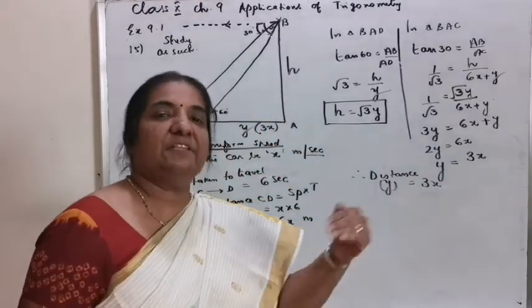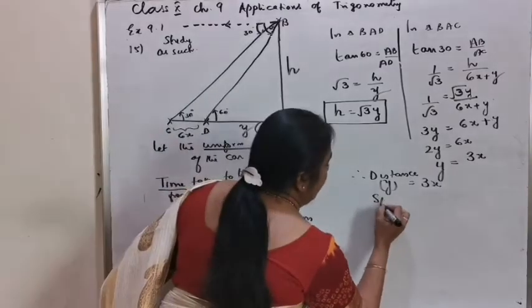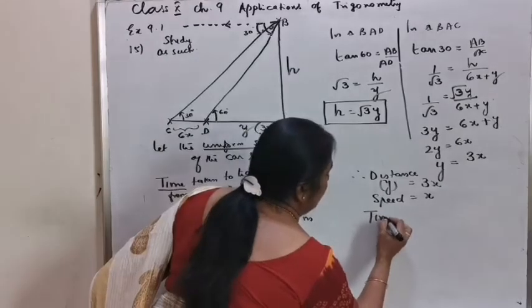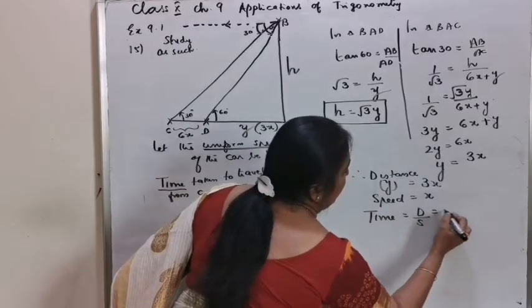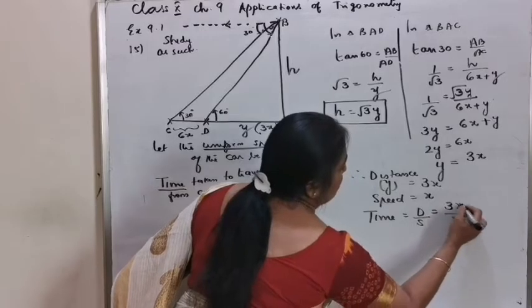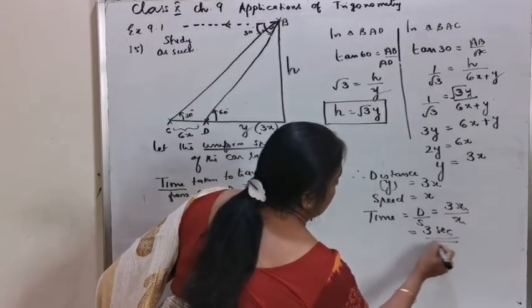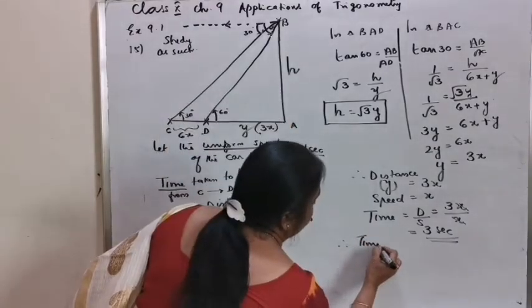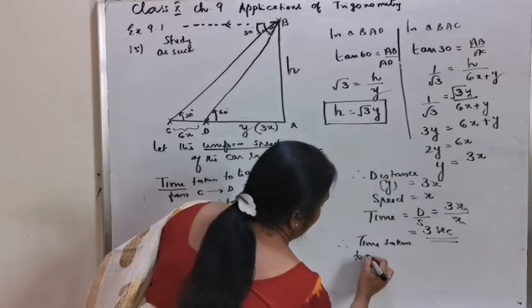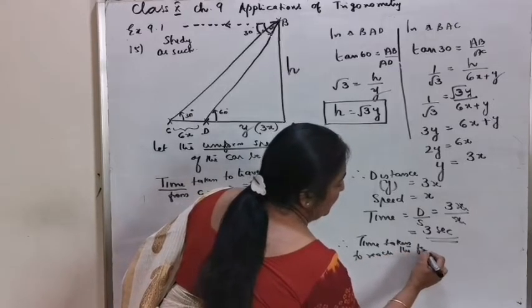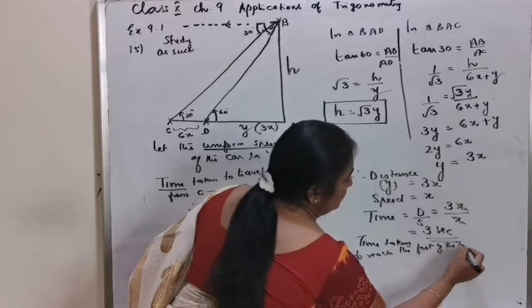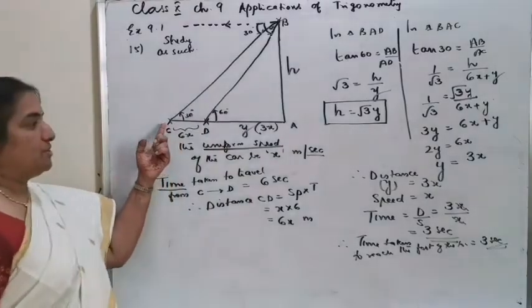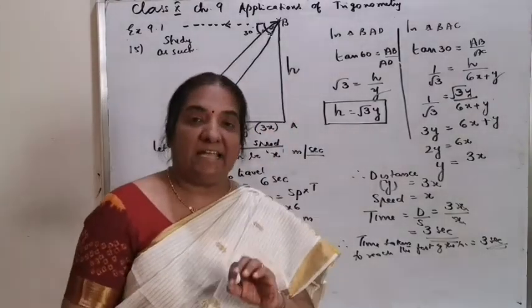The car is still moving with uniform speed. The speed is equal to x. Therefore, time is equal to distance by speed, that is 3x by x, or 3 seconds. Therefore, the time taken to reach the foot of the tower is 3 seconds. From the first position till the foot of the tower, the car is taking 9 seconds.